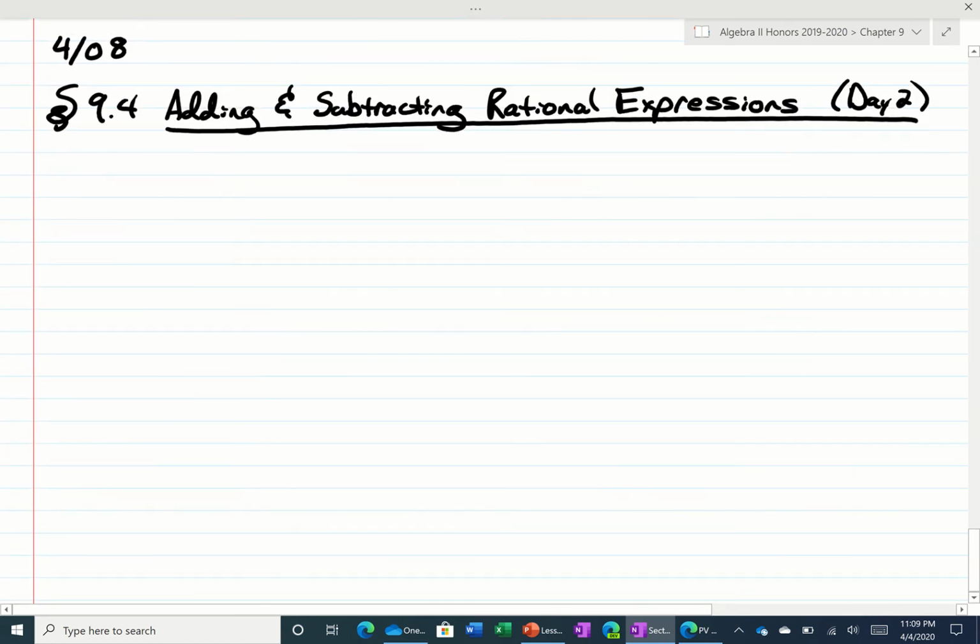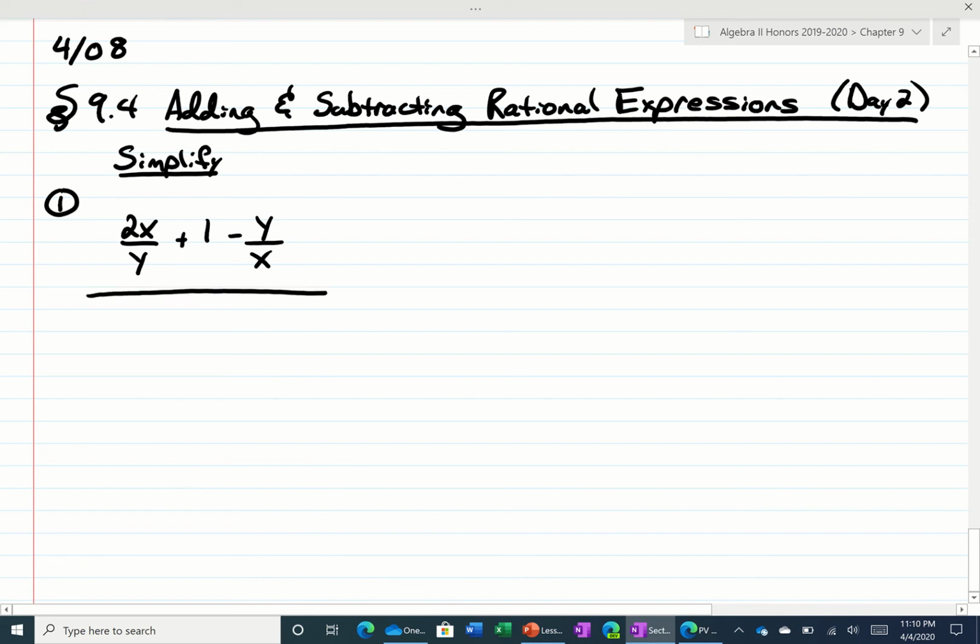Alright, and actually I only had 2 problems for us today. But there are actually 4. I'll show you what I mean. So the first problem, the directions are just going to be to simplify, like we've been doing the last couple days. The first problem looks like this. We have 2x over y plus 1 minus y over x divided by 2x over y plus y over x minus 3. Alright, so you see this is really one problem, this is one problem, and this is another.